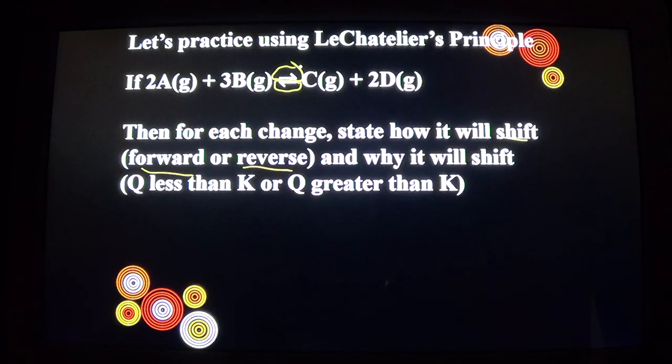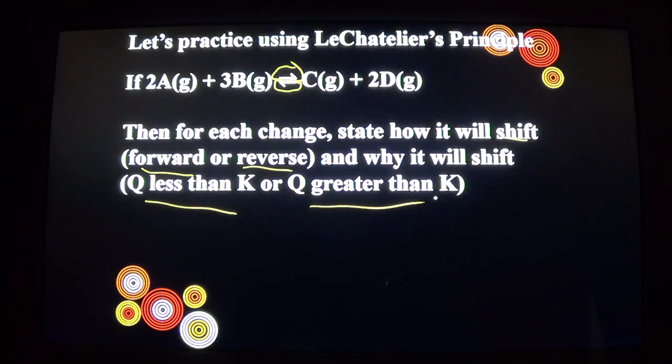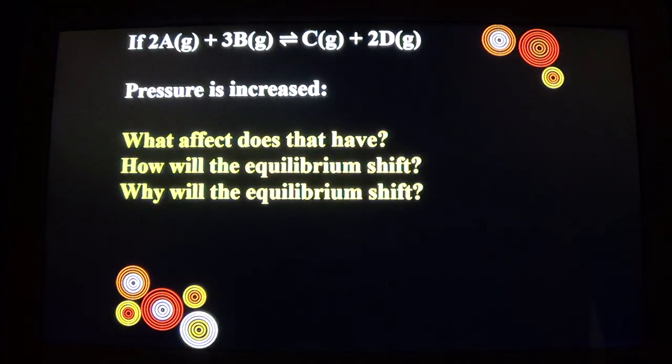So, again, we're dealing with, is Q less than K or is Q greater than K? But the good news is we don't even need a calculation for Le Chatelier's. If a stress happens to a system that was at equilibrium, it had to first be at equilibrium, and then we put some sort of outside stress on it, it's going to shift to favor the way in the reaction that will minimize that stress. In other words, it does the opposite. Okay, so let's give this a try.